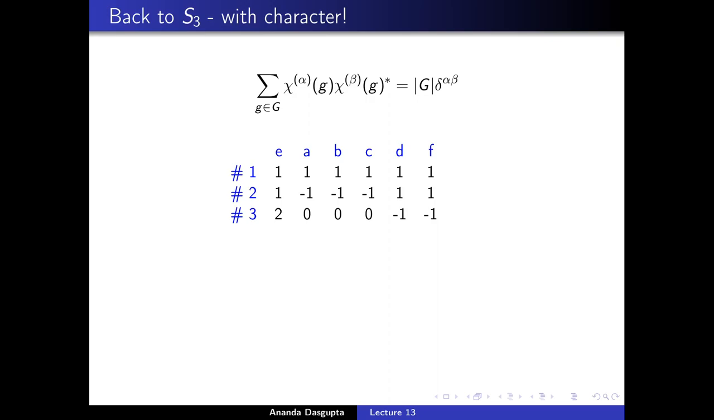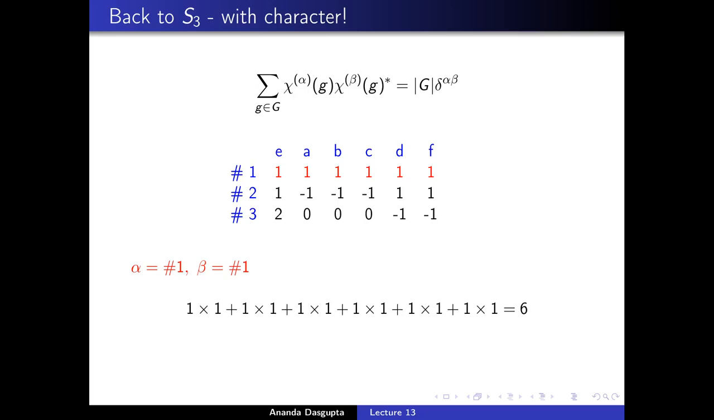So what you're really going to do is multiply chi alpha by chi beta, just two numbers. Of course, two numbers for each group element, and add up over all the group elements. So let's just quickly verify the orthogonality relations here. For alpha and beta both pointing to representation 1, what we will simply get is 1 times 1 plus 1 times 1 and so on. This is going to give you 6.